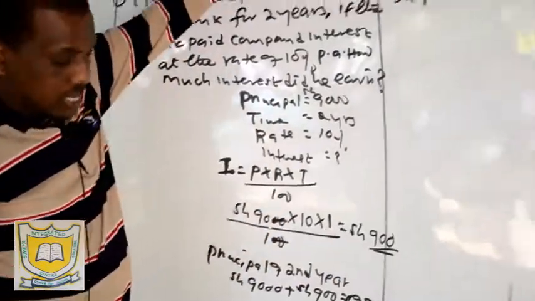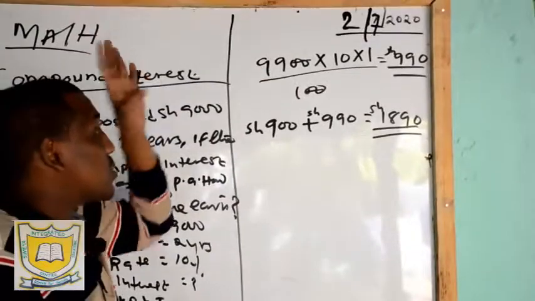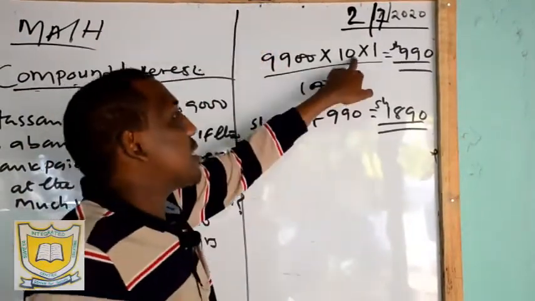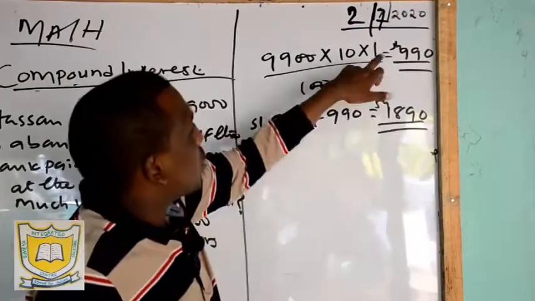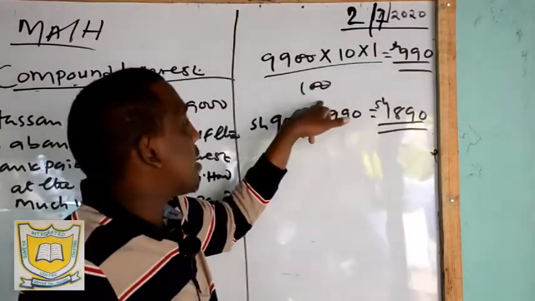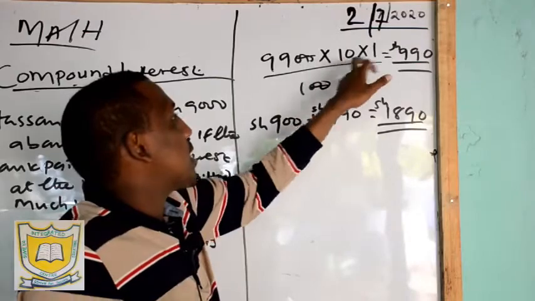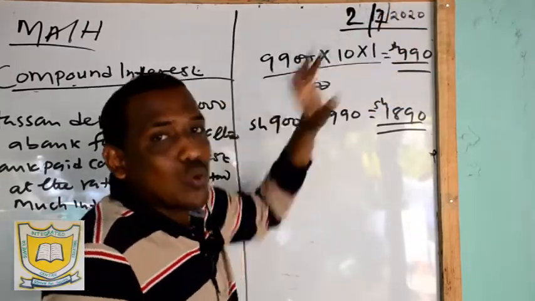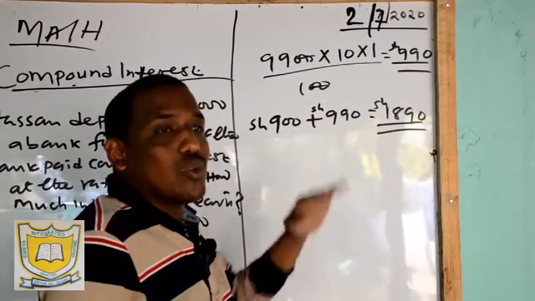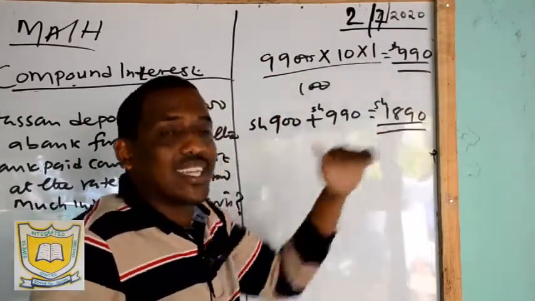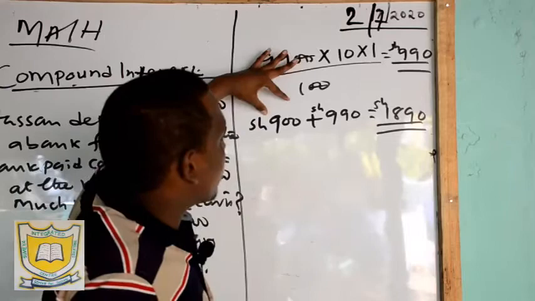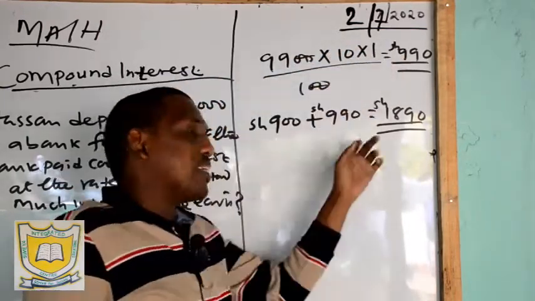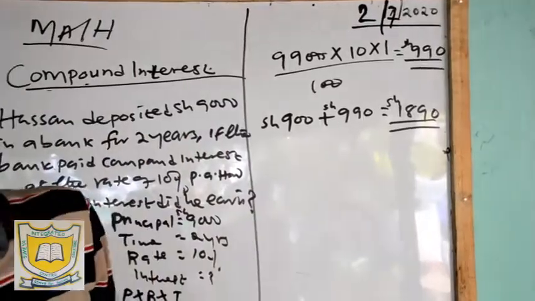Then we proceeded here. We said now 9,900 is the principal of the second year. The rate is the same, and time is 1, all over 100. Cancel, 99 times 10, you will get 990. This is now the interest of the second year. So what do you do now to get the compound interest? You add the first year interest and the second year interest. The first year interest was 900, whereas the second year interest is 990. Then you will get 1890. That is how we find it.